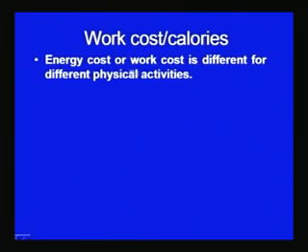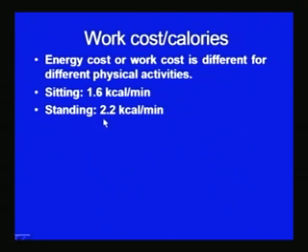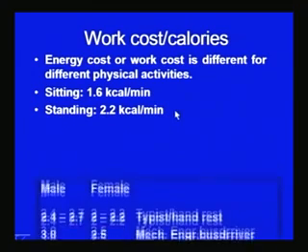The energy cost or the work cost is different for different physical activities, because the energy required for carrying out very simple and light jobs will be less compared to those jobs which require a lot of force and an excessive amount of energy in their performance. For example, when a person is sitting, he consumes about 1.6 kilocalories per minute, while in a standing position he consumes somewhat more energy, about 2.2 kilocalories per minute.